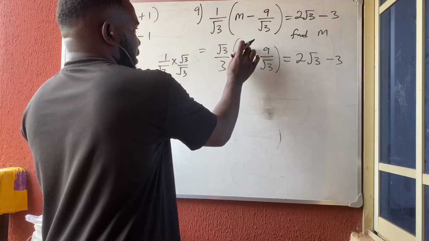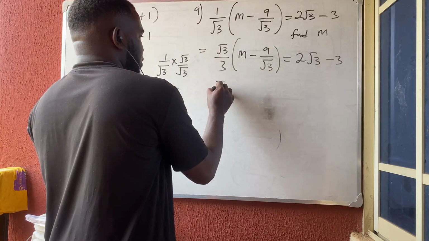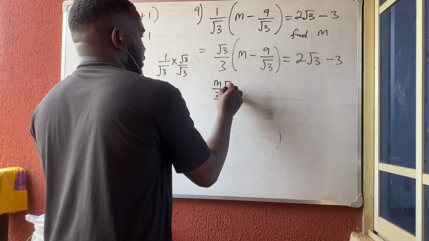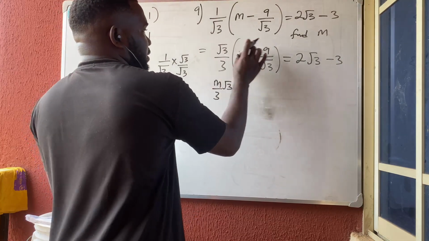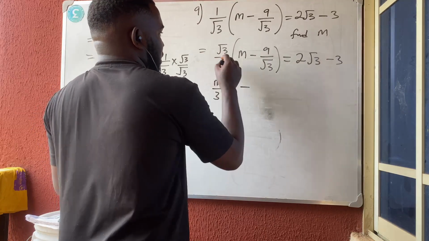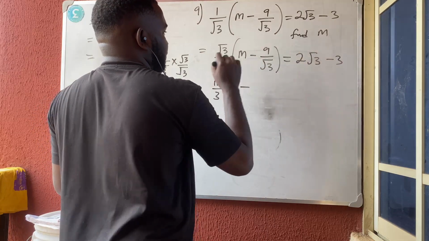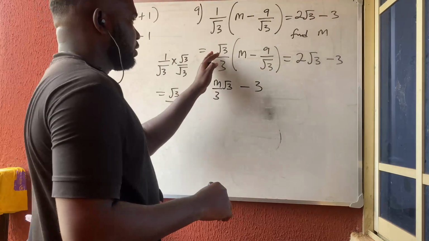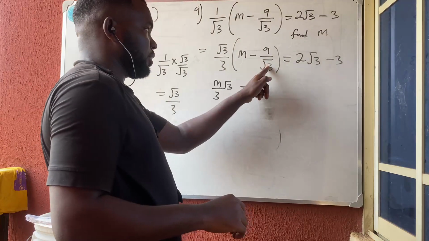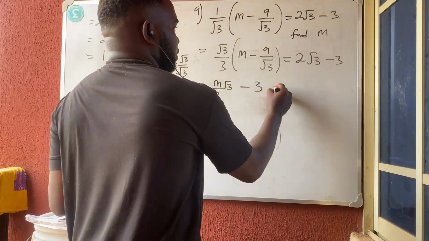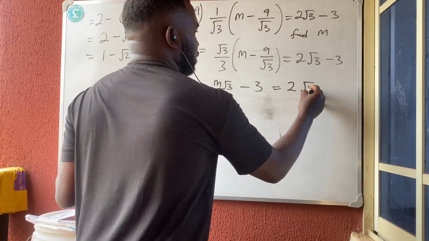Now, this time this will give me m over 3, m over 3 root 3. Now, this time this will give you what? 3 cancels 3. 3 cancels 9. I'm having 3. And this is canceling this. So it's just 3. I hope you are getting it. This time this cancels this. They are out. 9 divided by 3. I'm having 3 here. So it's equal to what? 2 root 3 minus 3.